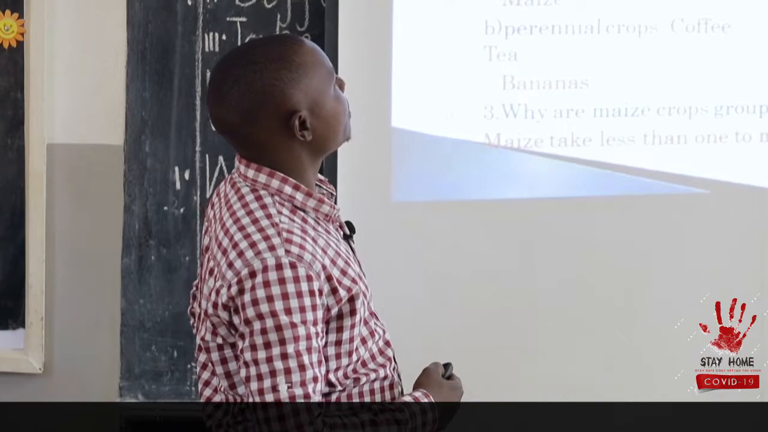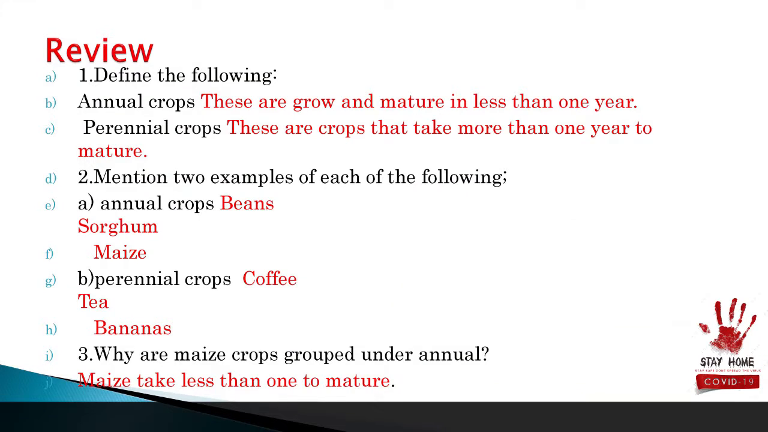One, the question was, define the following terms: annual crops. These are crops that grow and mature in less than 1 year. What are perennial crops? These are crops that take more than 1 year to mature. And mention 2 examples of each of the following. One, annual crops: we have beans, sorghum, millet. Perennial crops, we have coffee, tea, bananas, and others.